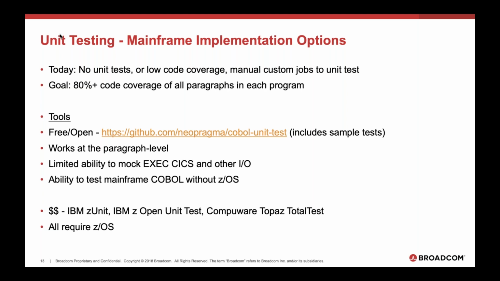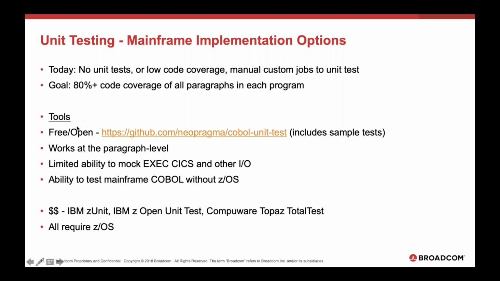The goal here, across the software industry, is you want to achieve 80% or more of code coverage of all paragraphs in each program. Obviously, the 80% number is just sort of a standard number that's aimed for in the software industry, but borrowing that into the mainframe industry as well makes total sense.